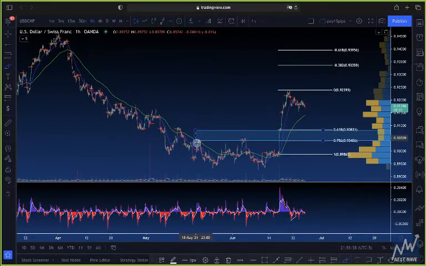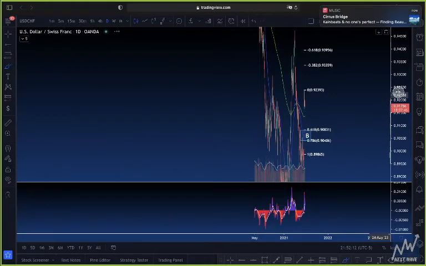So here's this structure area that really broke. We haven't retested it yet. So I'd like to see it come back and retest down at the 90-40 area, but that's a long way away still. Let me see what this daily looks like.